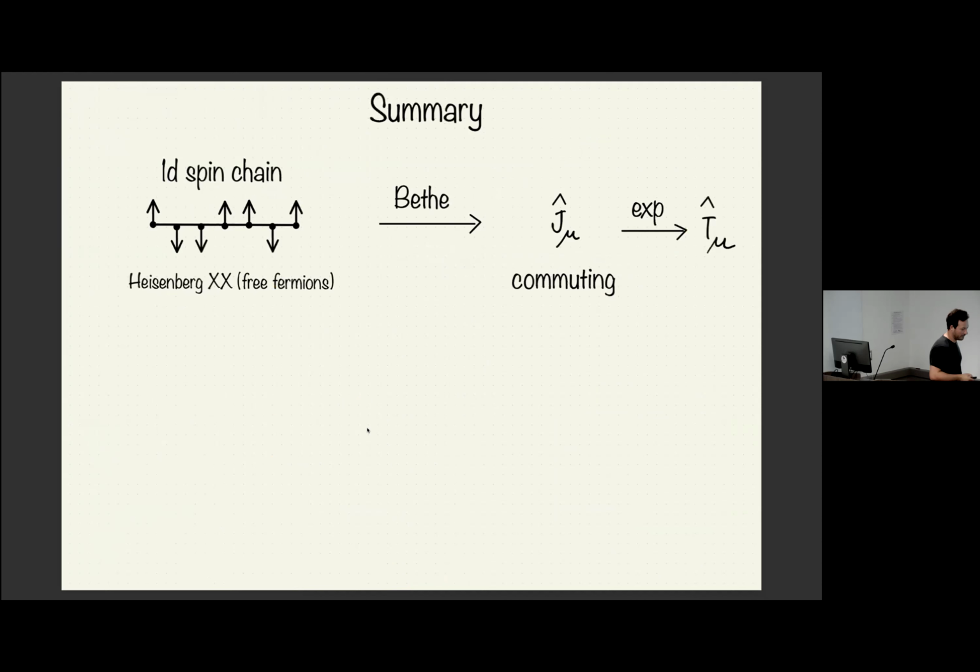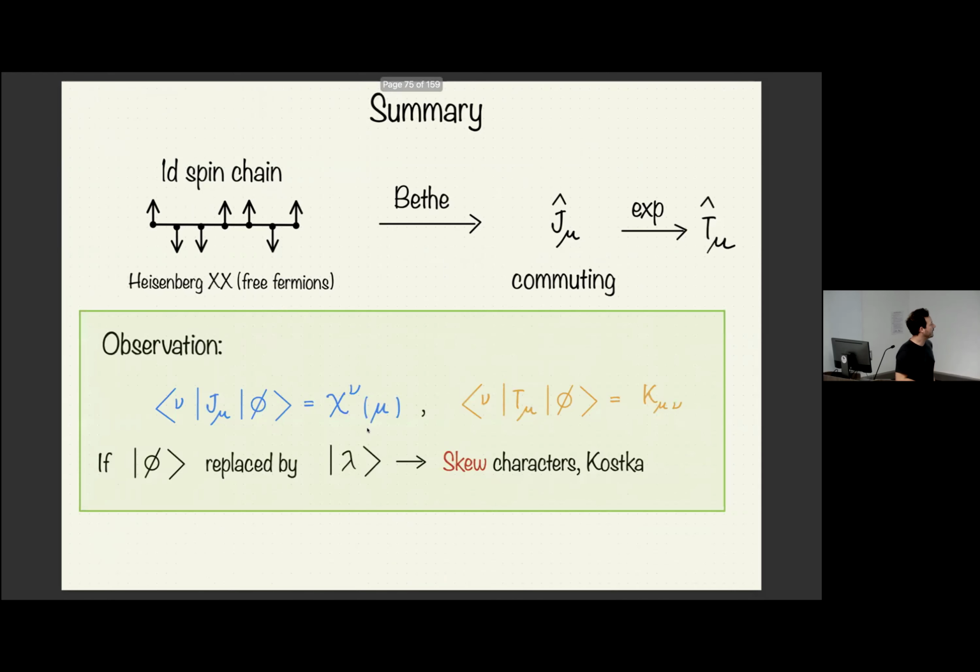We found that the experimental observation is that if you take a 1D spin chain, you construct these Bethe operators, and that leads to these currents, which are commuting due to the quantum integrability of the system. You can also define, by taking the exponential, the vertex operators, these operators, t hats. My claim is that these operators commute, and they compute these non-trivial quantities. If you start with a current J and act on the vacuum, you get the characters, and if you start with the T and act on the vacuum, you get these Kostka numbers.